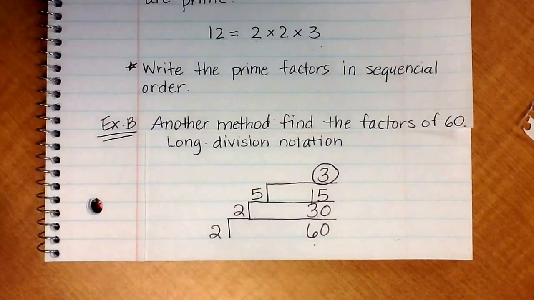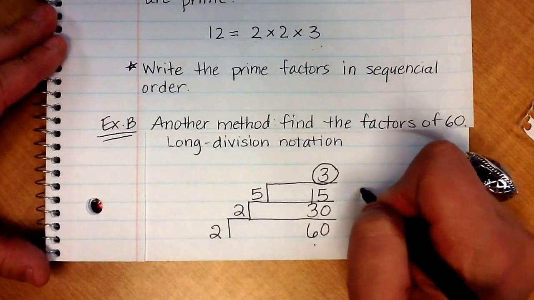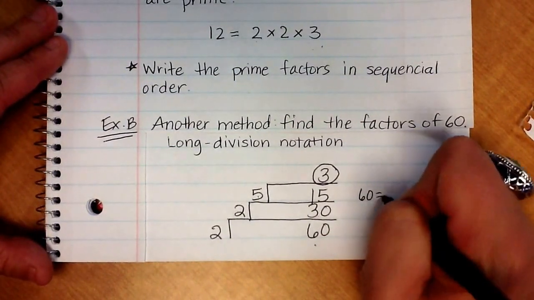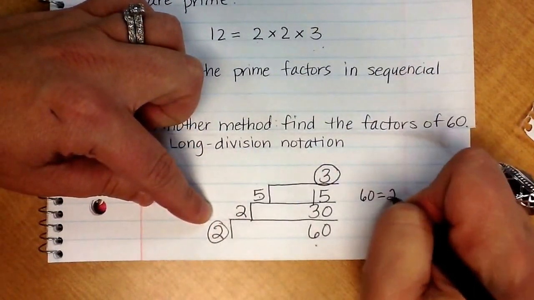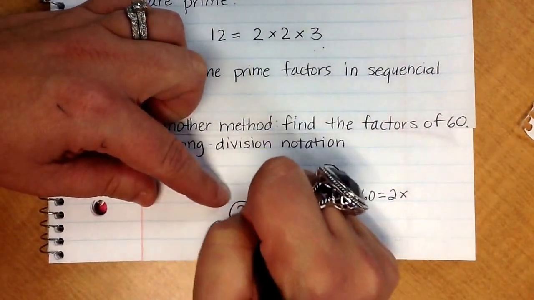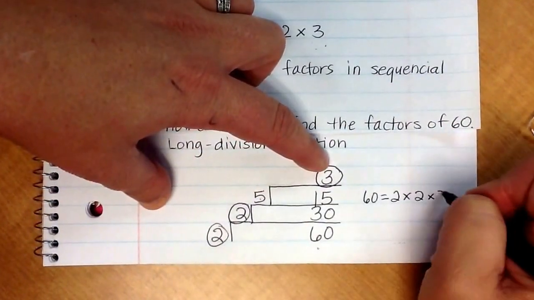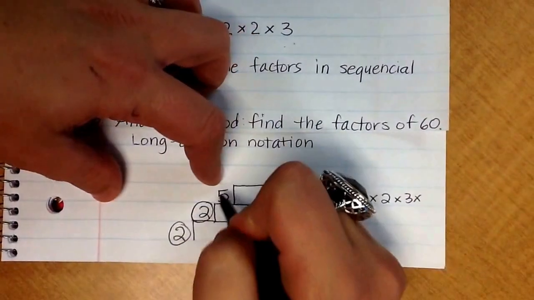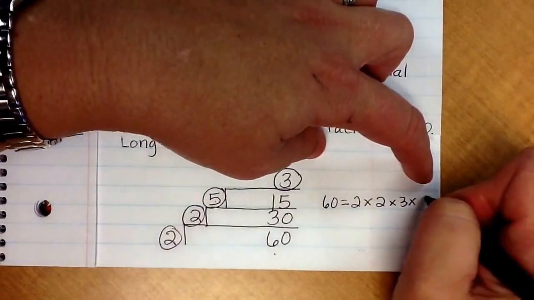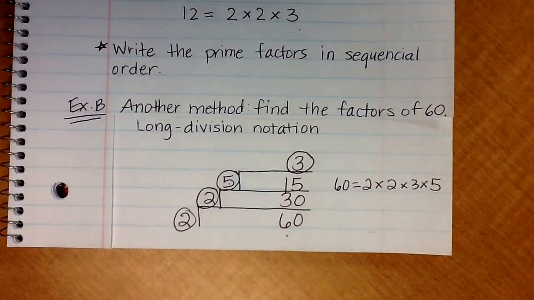Now we need to put these in order, in sequential order. So 60 is equal to 2 times 2 times the 3 that I already circled times 5 in sequential order. So these are the prime factors of 60.